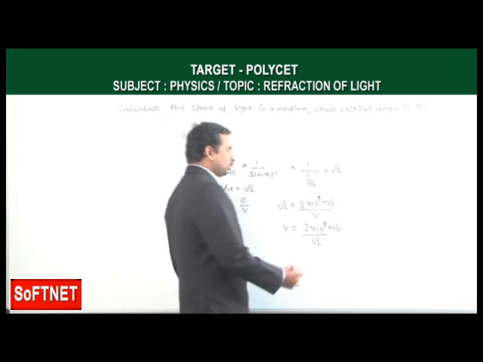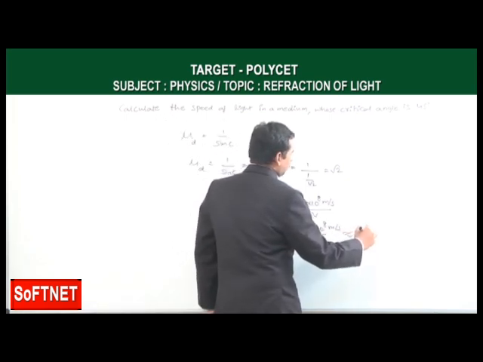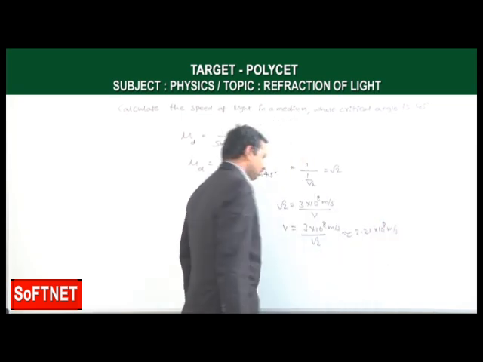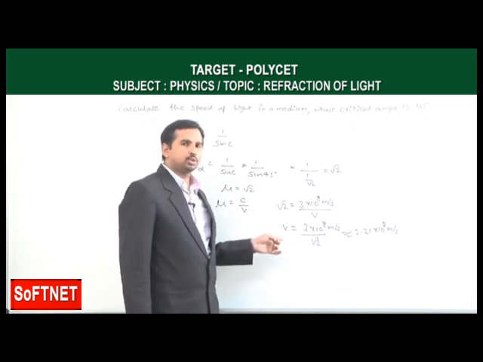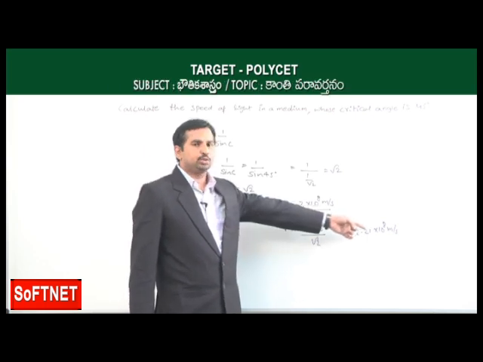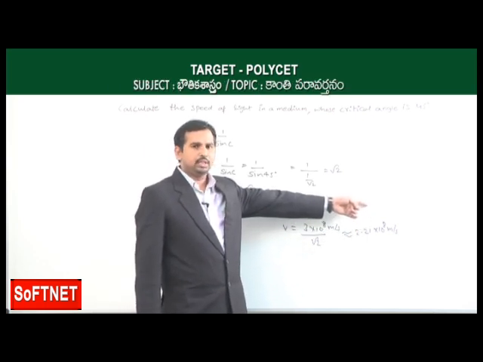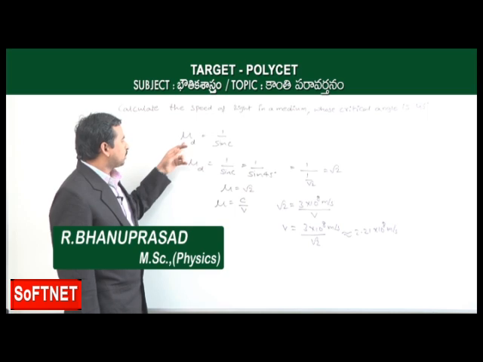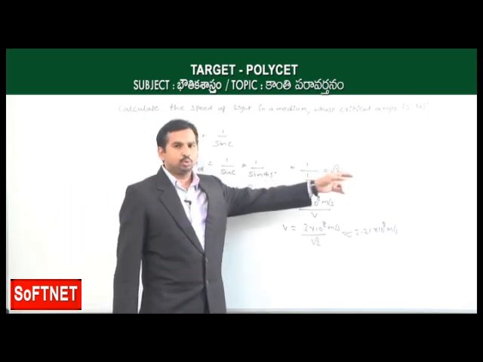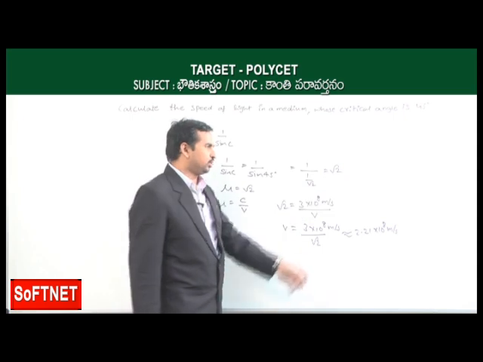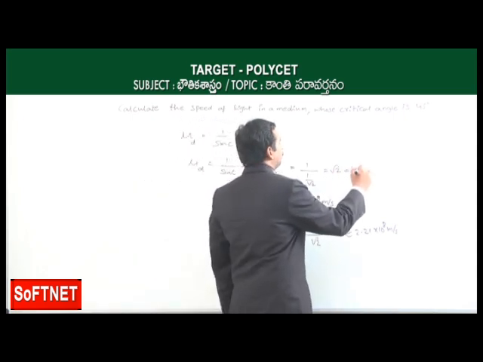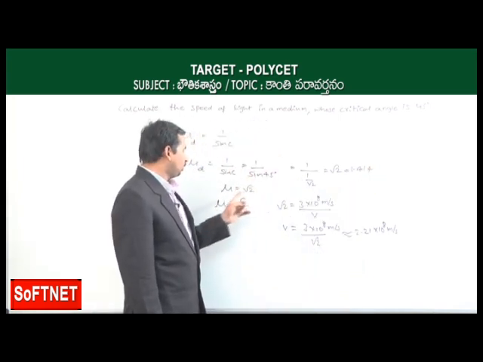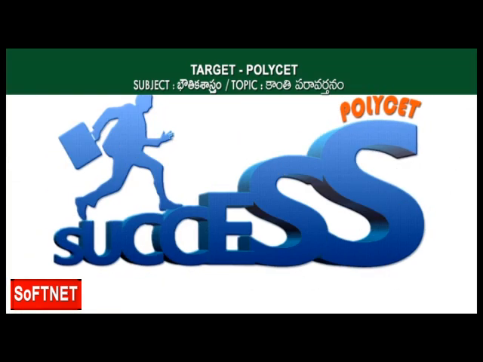Then 3 by root 2 approximately gives 2.21 into 10 power 8 meter per second. Like this we can get the velocity of light in that given medium as 2.21 into 10 power 8 meter per second. Now, the refractive index of the given medium is root 2, which is 1.414, a denser medium. From that refractive index we are getting the velocity, where mu is equal to c by v.